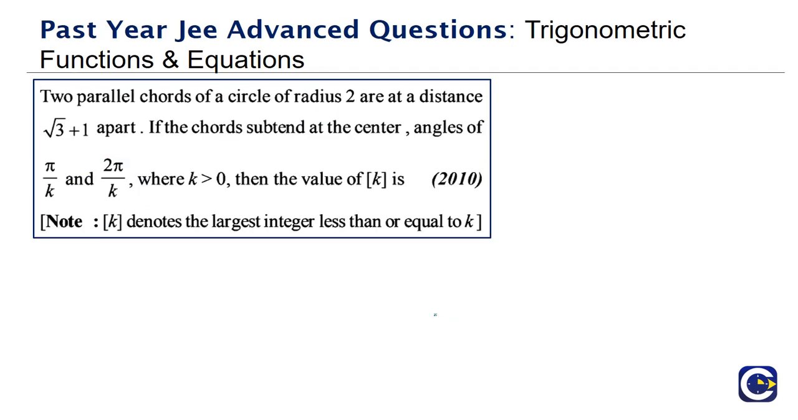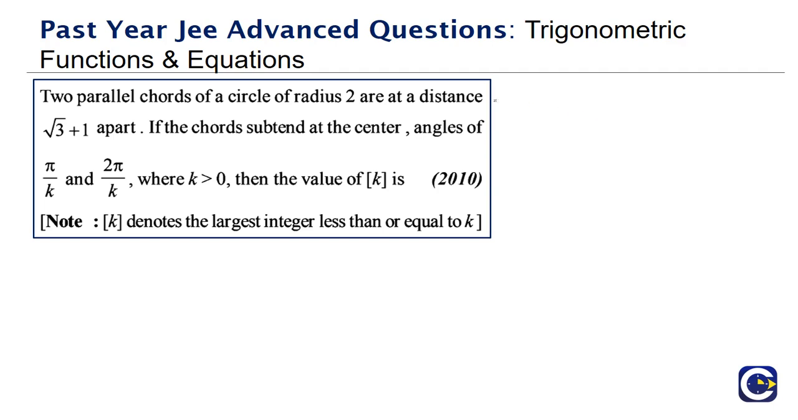Moving on to the next question. Two parallel chords of a circle of radius 2 are at a distance √3 plus 1 apart. If the chords subtend at the center angles pi by k and 2 pi by k, where k is greater than 0, then the value of k is. So what do they give? They give two parallel chords of a circle of radius 2, and the distance between them is √3 plus 1.